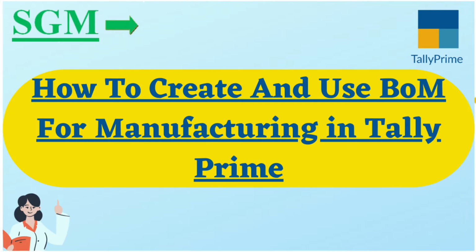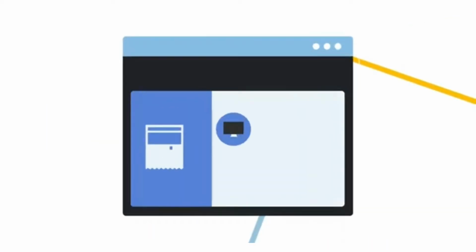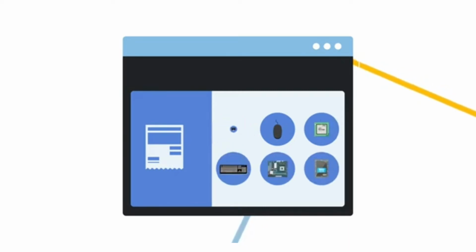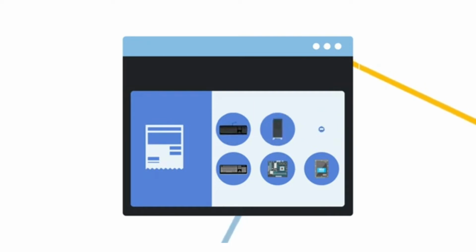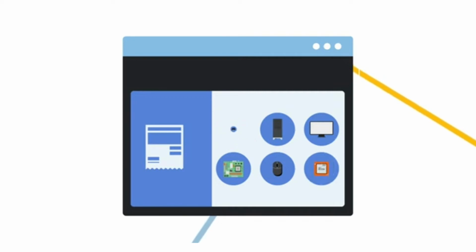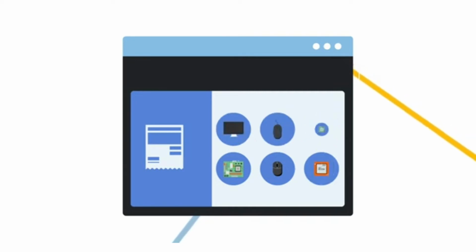In this session, we will learn how to create and use Bill of Materials, commonly known as BoM, in manufacturing of finished goods. Bill of Materials is a comprehensive list of raw materials, components, parts or anything which is required to manufacture a finished product, detailing the quantity of each component required to produce the finished goods.